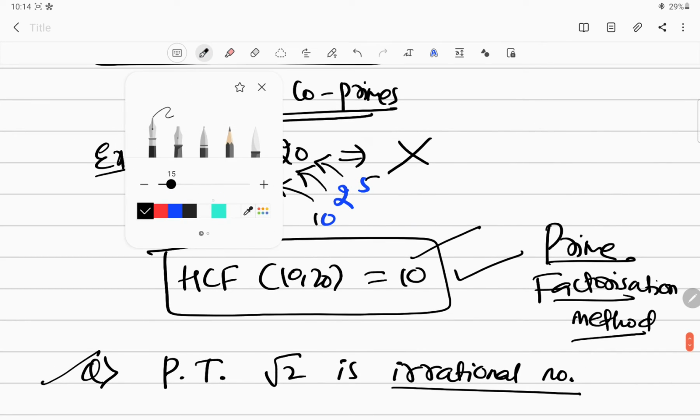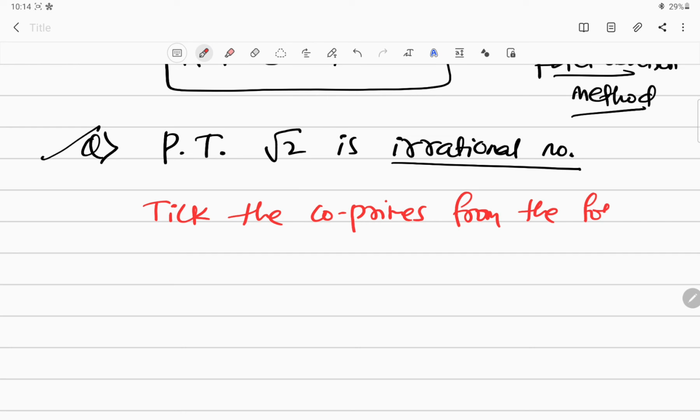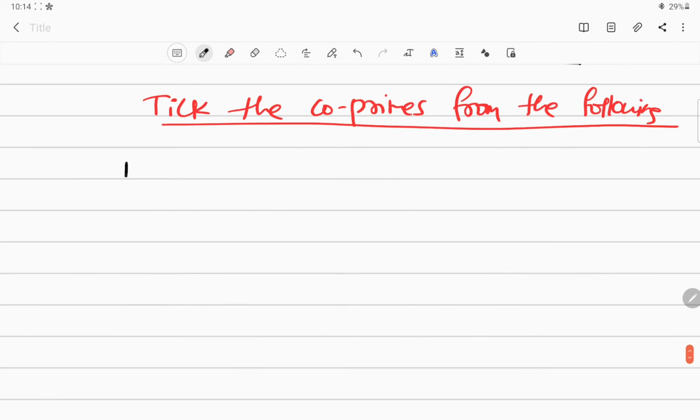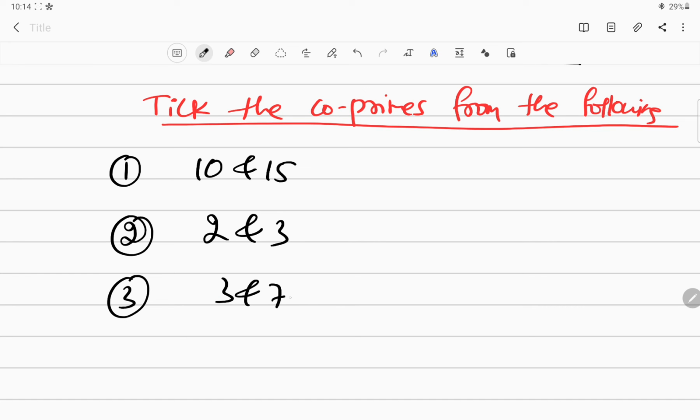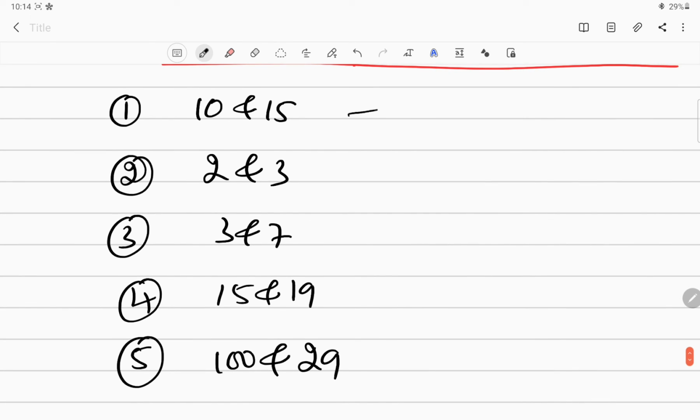Let me give you some homework. Tick the coprimes from the following. Whatever coprimes are there, you tick them. If you got to know about this, then definitely you should be able to answer. For example, 10 and 15, are they coprimes or not? 2 and 3? 3 and 7? 15 and 19? And the fifth one, 100 and 29? If it is coprime, you tick it, otherwise you cross it.